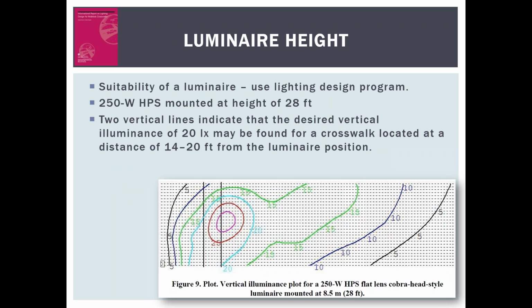With respect to luminaire height, the suitability of a luminaire can be determined using a lighting design program. In this figure, a 250-watt high-pressure sodium luminaire mounted at a height of 28 feet shows the vertical illuminance calculated on a grid of points across the road and downstream from the luminaire. The results are illustrated using an iso-illuminance plot on a plan view of the road. The two vertical lines indicate where the desired vertical illuminance of 20 lux, or 2 foot-candles, may be found for the crosswalk, located at a distance of about 14 to 20 feet from the luminaire position.